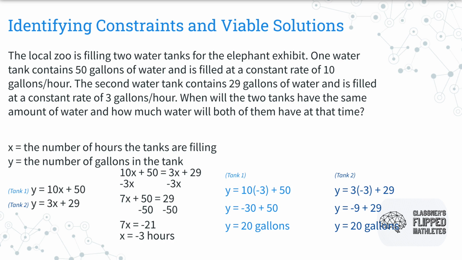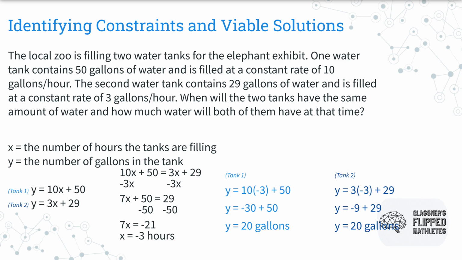Well, in y equals 10x plus 50, we're starting at 50 and then filling up 10 gallons every hour. In tank 2, we're starting at 29 gallons, but we're only filling it up at 3 gallons per hour. So tank 2 is starting out with less water, and it's filling up more slowly. So of course, the two tanks will never have the same amount of water in them.